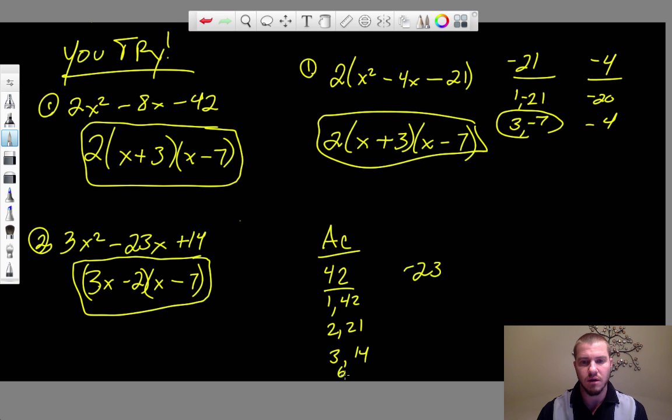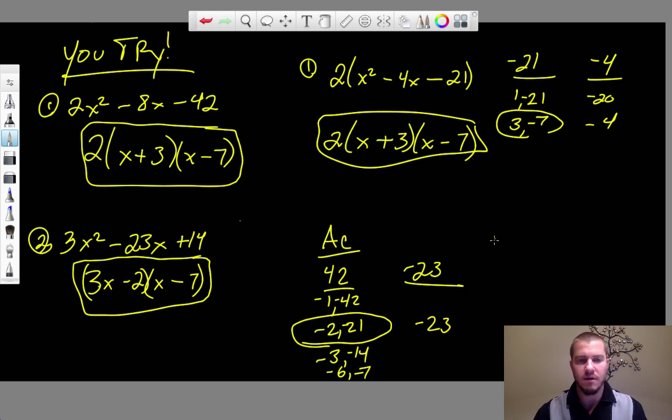Now, because the AC term is positive and the middle term is negative, both of these terms are going to be negative, because they both have to be the same, but they combine to be a negative. And which ones combine to be negative 23? It's going to be these two.